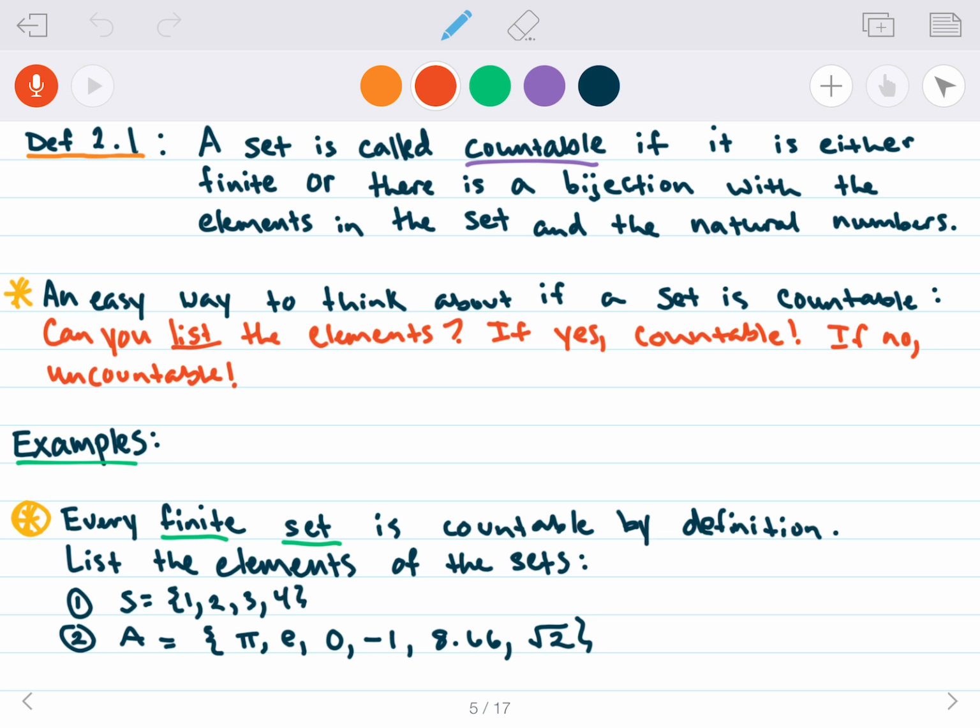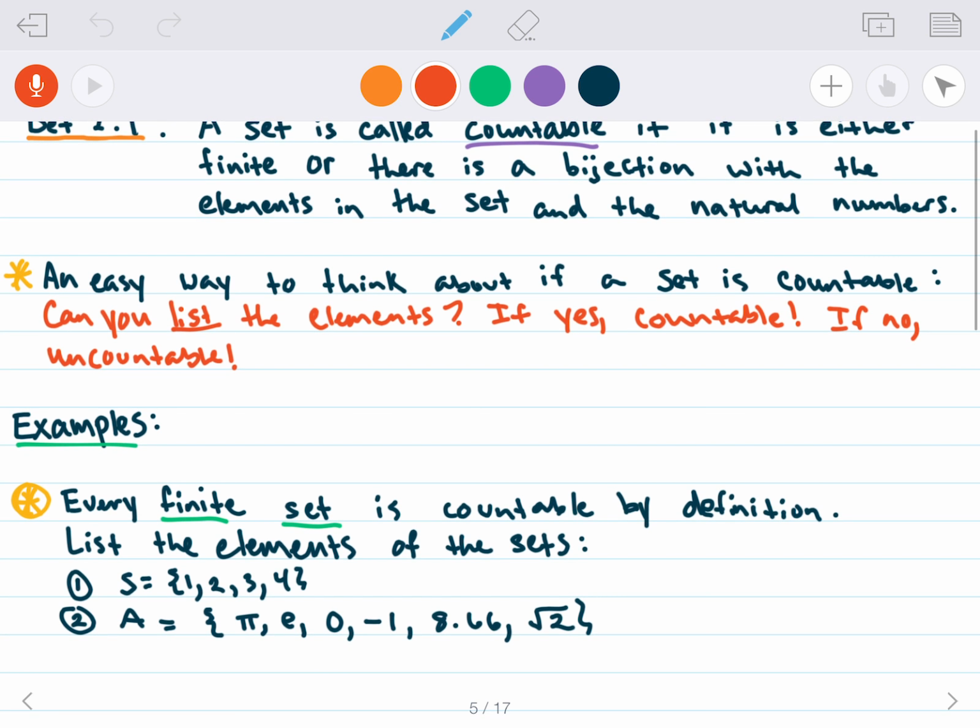Here's an easy way to think about countability, because this isn't always the most useful definition, but intuitively, you can think that a set is countable if you can list the elements. So I gave it a star here because it's important. Can you actually write the elements down? Like theoretically, if you could write forever, could you write the elements down? If yes, the set is countable. If no, it's uncountable.